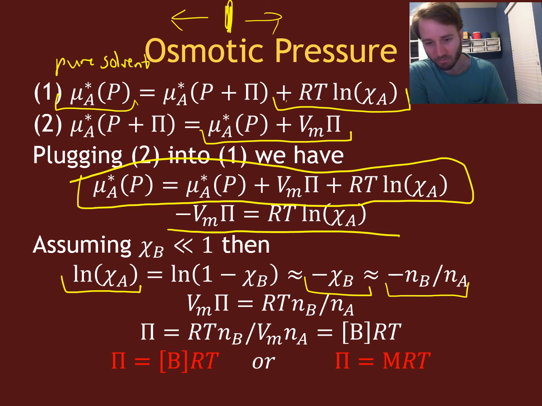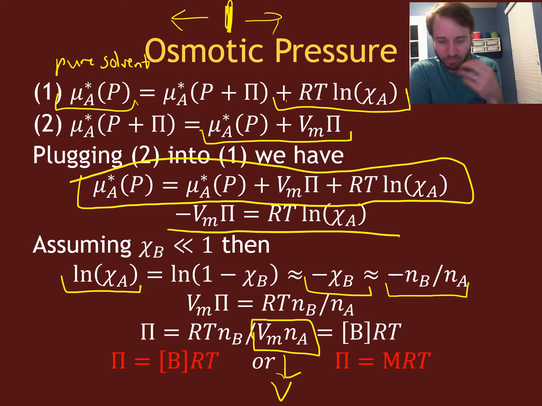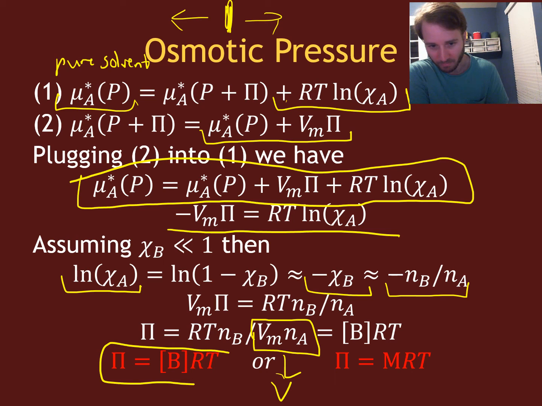Dividing over the molar volume of the solvent and using the fact that the molar volume of the solvent times the number of moles of the solvent is just equal to the volume of the solvent, you get that the osmotic pressure just equals the concentration of B times RT. So this equation that may or may not be familiar to you is what we get out of here. Very simple equation: the amount of pressure that needs to be applied is related with the concentration of B times temperature times our ideal gas constant.